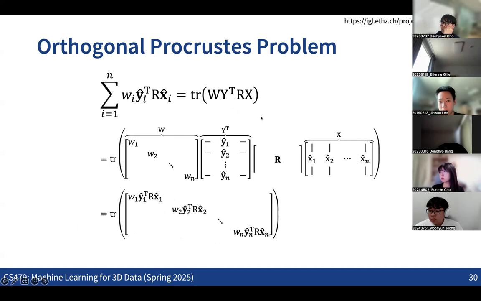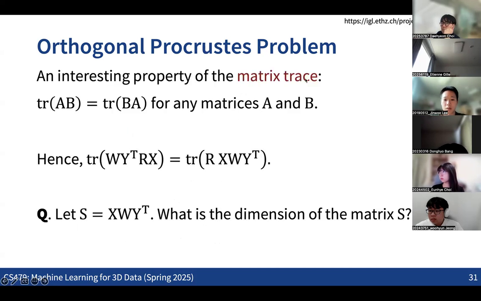The reason why we have this kind of matrix representation is that there is actually a quite interesting property of the matrix trace. When you compute the trace of the multiplication of A and B, and also the trace of B and A, these two outputs are the same. While matrix multiplication is not commutative, so if you switch the order the output should change, right? But if you just compute the trace of the matrix multiplication, whether you take A and B or B and A, after taking the trace the output becomes the same.